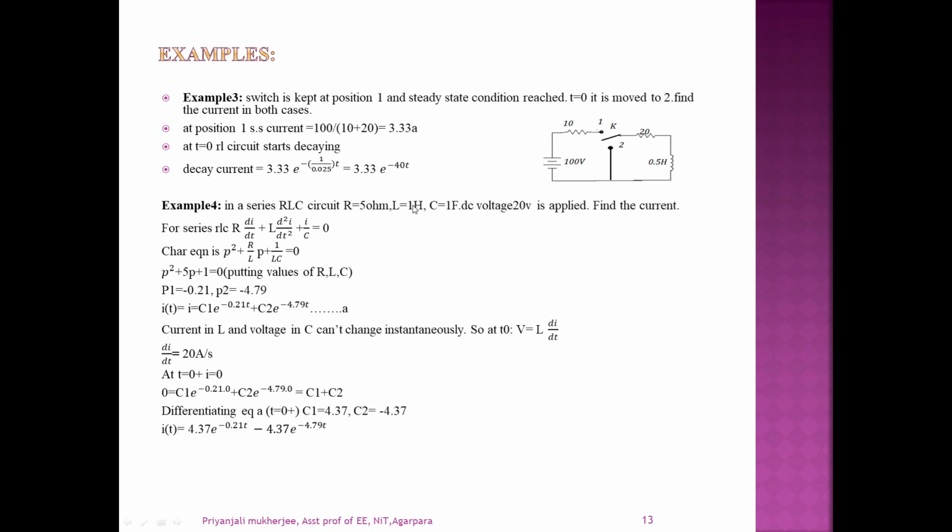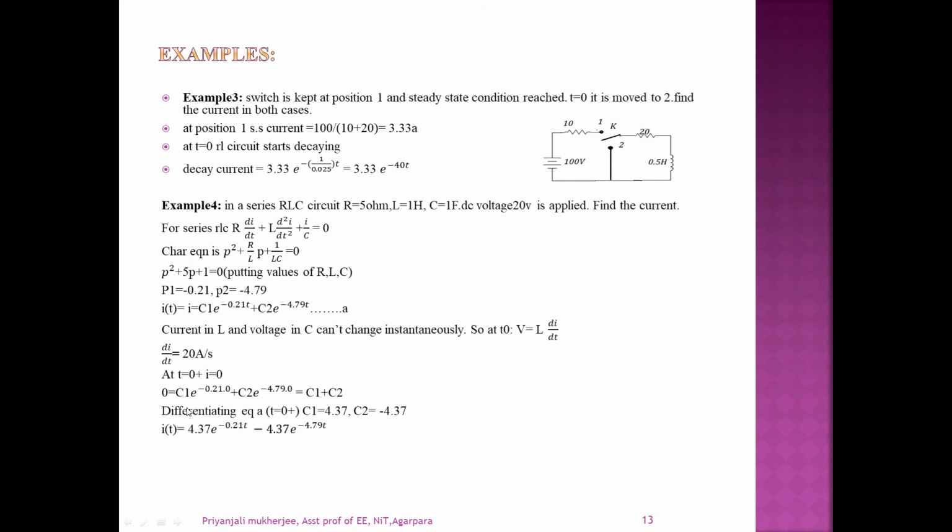Putting the values of R, L, C given over here, we get p1 and p2 as minus 0.21 and minus 4.79. So the i equation is C1 e to the power minus 0.21 t plus C2 into e to the power minus 4.79 t. Now the current in the inductor and the voltage in the capacitor cannot change instantaneously. So we consider that at t equal to 0, V equal to L di by dt, or di by dt is equal to V divided by L. V is given here as 20 and L is 1 Henry. So the rate of change of current is 20 ampere per second. And at t equal to 0 plus, i is also 0.